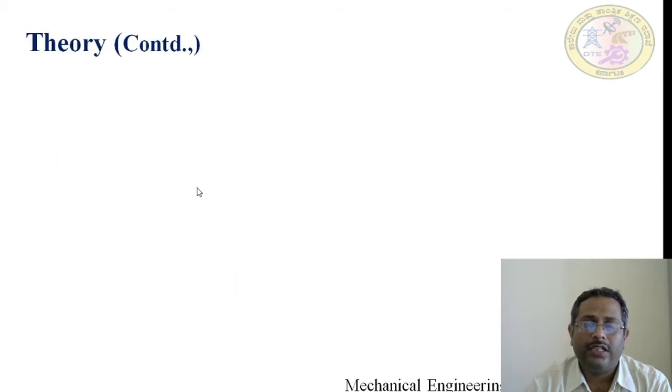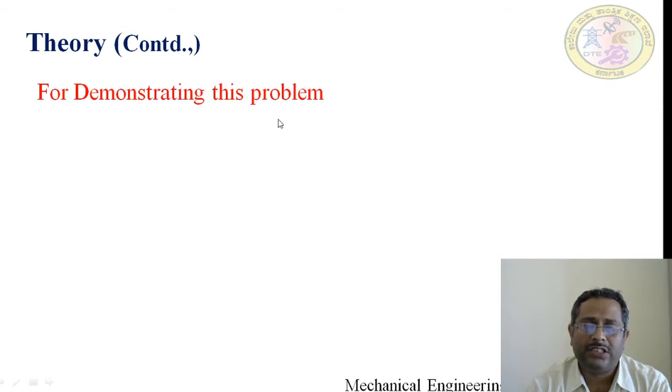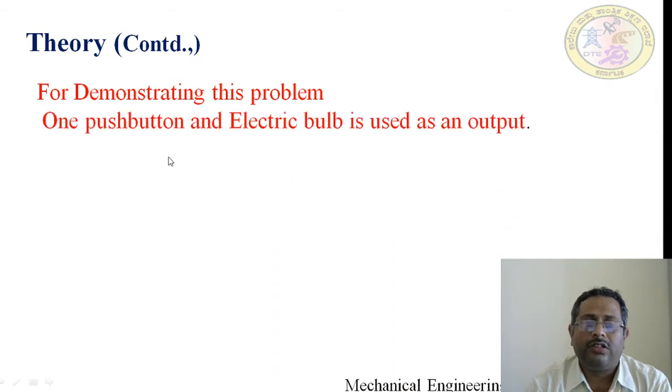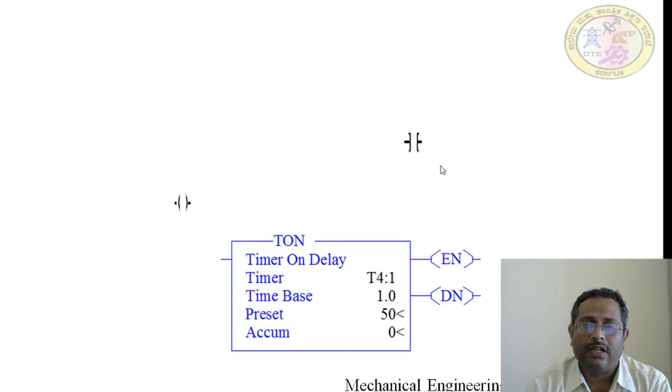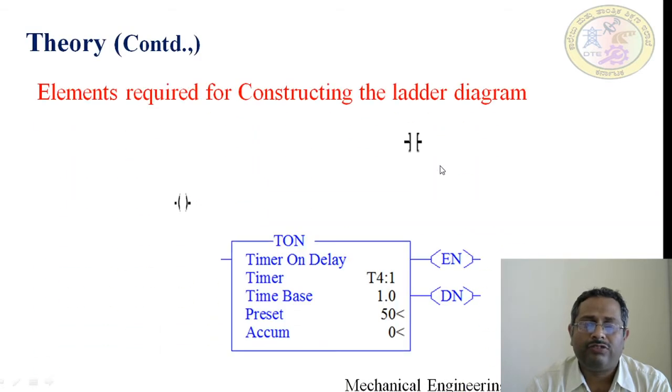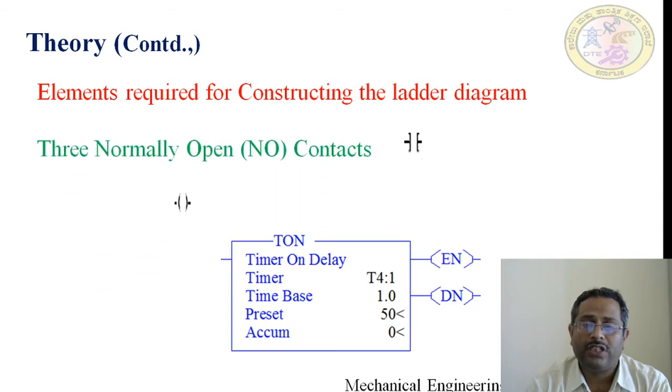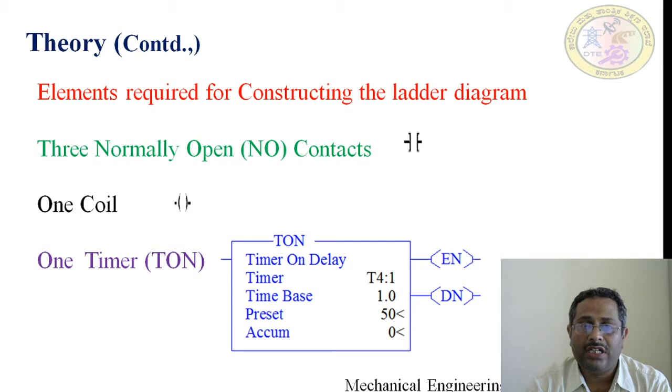Next we will see the rung diagram for this one. Before that, for demonstrating this problem using a timer, one push button and an electric bulb as an output are used. To construct the ladder diagram, we have used 3 normally open contacts, that is NO contacts, 1 coil and 1 timer. We have used 1 timer of on delay, because we can use the timer on delay for switching off or switching on by changing the bits, either the done bit or the TT bit. Next we will see the ladder diagram.